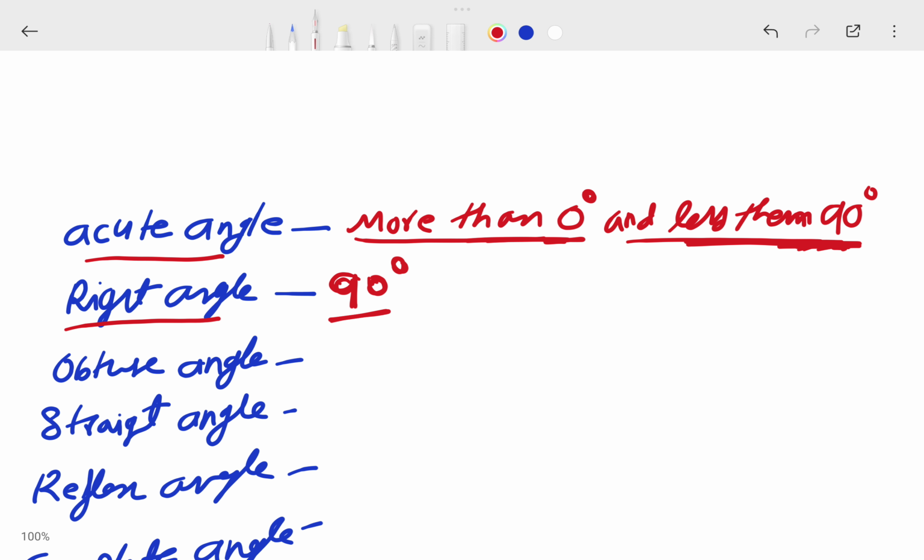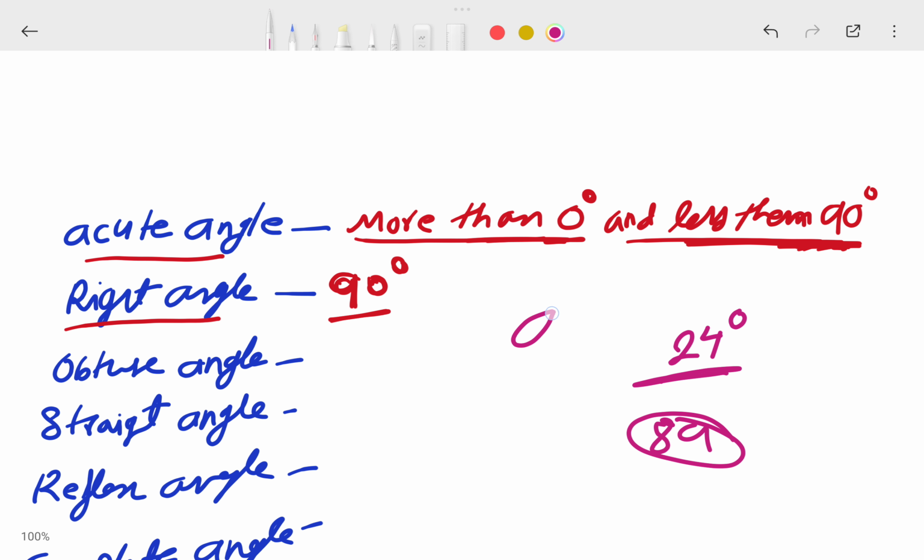Let me check again with you. If I write 24 degree, is it an acute angle or a right angle? It is an acute angle, because it is more than 0 and less than 90. Is 89 an acute angle or a right angle? It is an acute angle, because it is between 0 and 90. What about 90 degree?